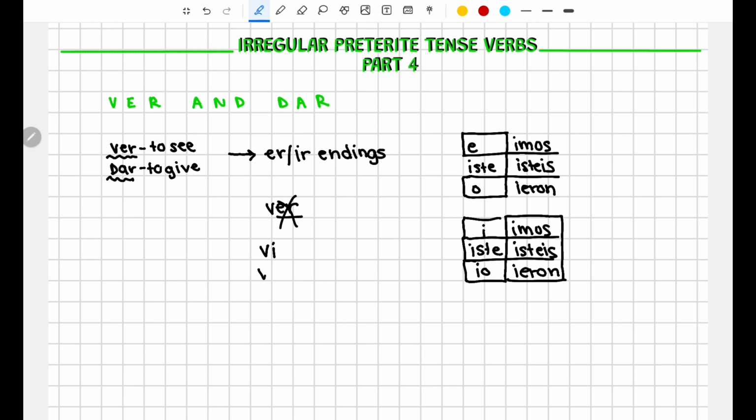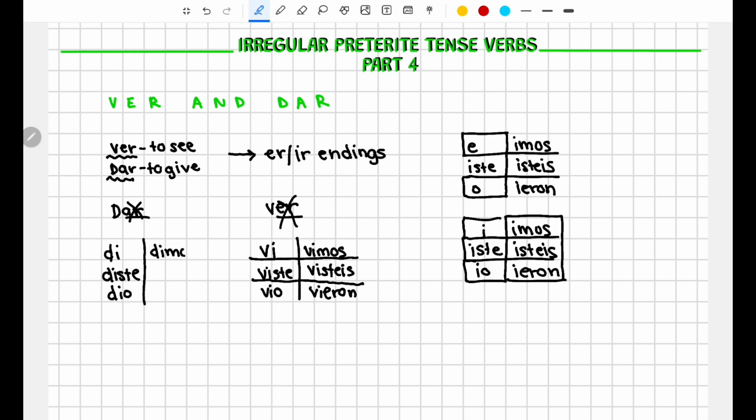So it's vi, viste, vio, vimos, visteis, vieron. But remember, they are irregular, so no accents. That is the one thing that stays the same for all irregular preterite tense verbs, is that there's no accents. All right, and then let's do dar in the same way. Get rid of the AR. We just have the D, and then di, diste, dio, dimos, disteis, and dieron.